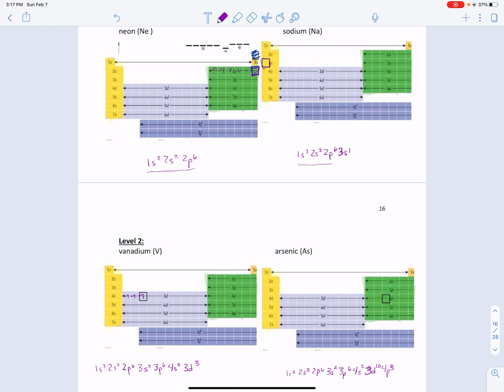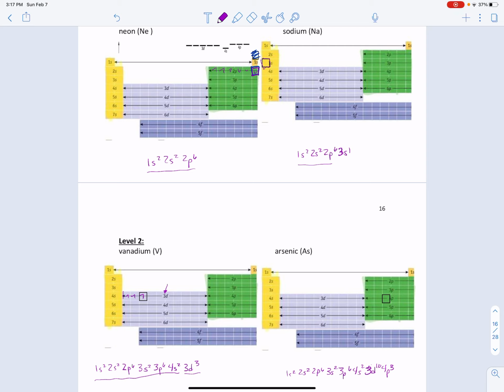Vanadium, make sure you're paying very close attention. The D's drop that orbital level, and then it comes back up. It's a weird energetics thing with those two being very close together. So we were all the way to D4S2, and make sure you say it's 3D3.